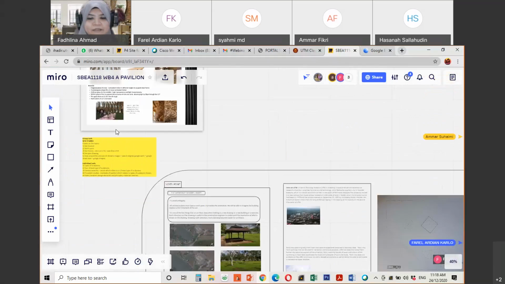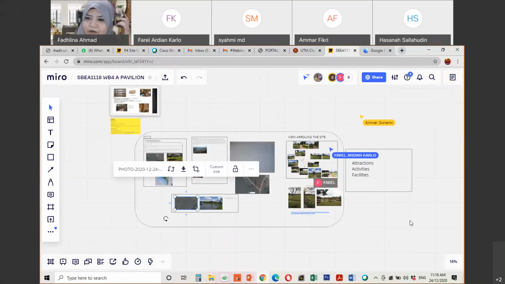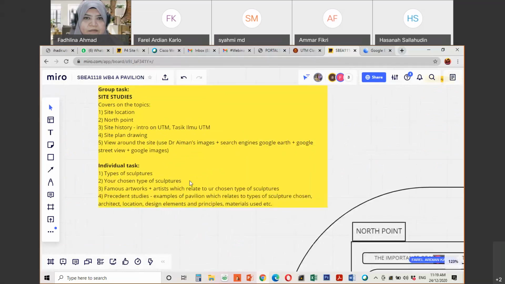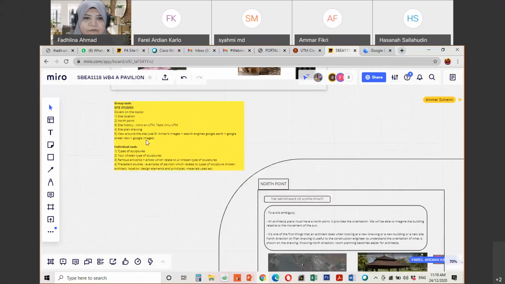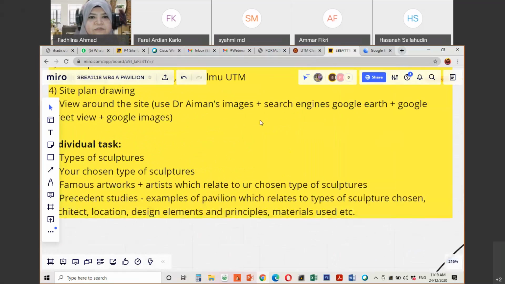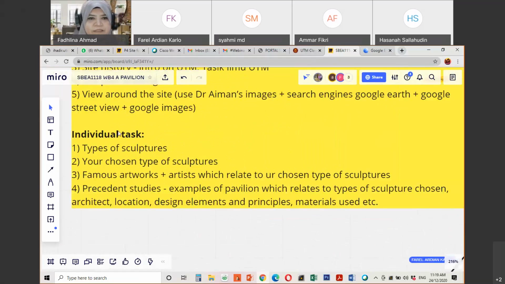Alright. Okay, so I think you just need to add on and then I'll just view it at 2 o'clock later. And then for this afternoon, you are going to prepare this one. I think some of you haven't done with this one. Okay, you can just add on this Miro link. We just use this one Miro link. Don't put in your own Miro. Okay, you need to choose your own type of sculptures.